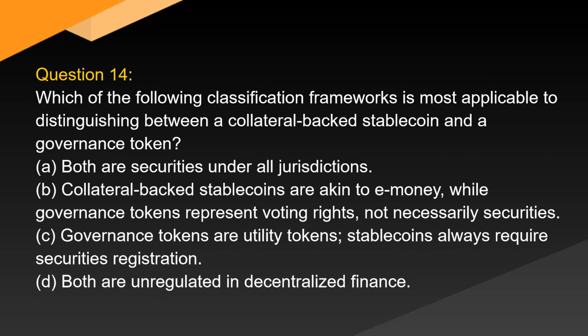responsibilities. Question 14. Which of the following classification frameworks is most applicable to distinguishing between a collateral-backed stablecoin and a governance token? A. Both are securities under all jurisdictions. B. Collateral-backed stablecoins are akin to e-money, while governance tokens represent voting rights, not necessarily securities. C. Governance tokens are utility tokens. Stablecoins always require securities registration. D. Both are unregulated in decentralized finance.